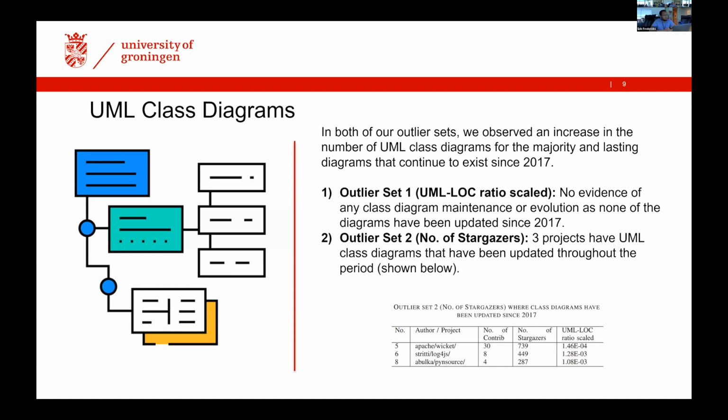The second set, we looked into stars. There was a paper that looked into whether the popularity of a repository correlates to its quality. However, obviously that is very highly contested. But it was a very straightforward and simplistic metric to use to identify the popular repositories. So there were 3 projects that have been updated, and we could see at the bottom there the 3 ones that had an update of the UML class diagrams together with the other metric, which is the UML to lines of code ratio scaled.